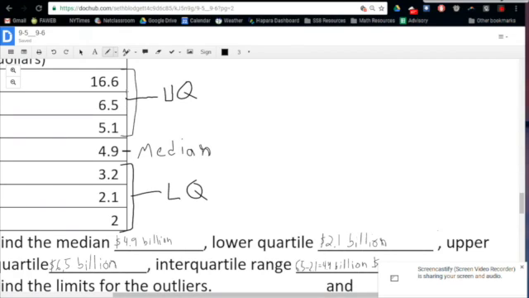Oh, and look at that. The United States is an outlier, because 13.1 is the limit for deciding whether something's an outlier or not. We basically took the upper quartile and added that interquartile range times 1.5, and we got 13.1. That was our limit there. This is above 13.1. This is $16.6 billion, which makes it an outlier.